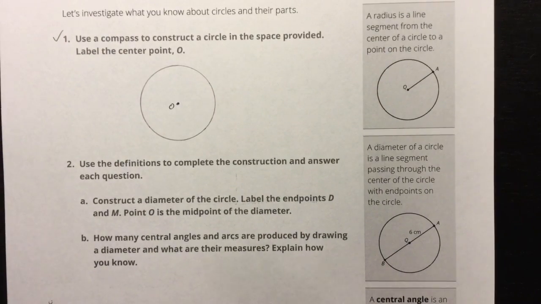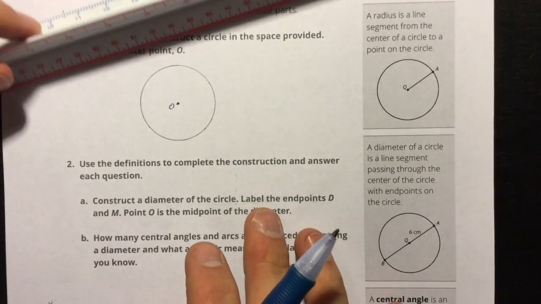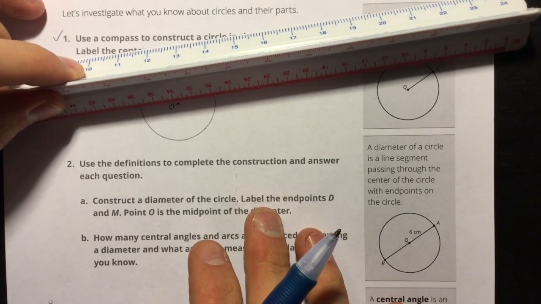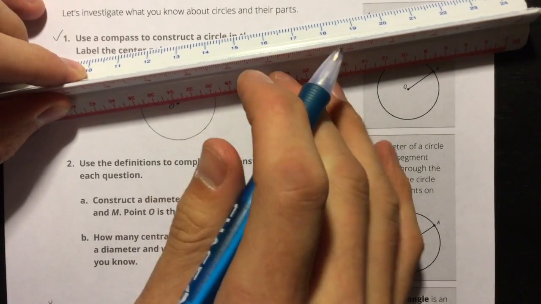So with a straight edge, we can do this any way we want. I apologize for the shadow here. My light source is kind of just how it is, so I apologize.